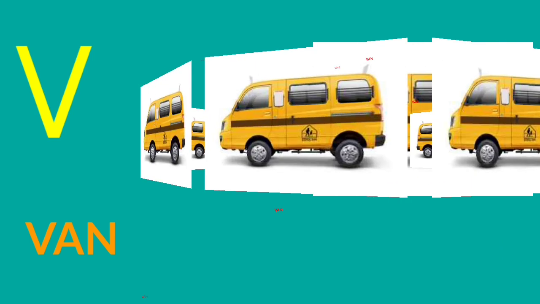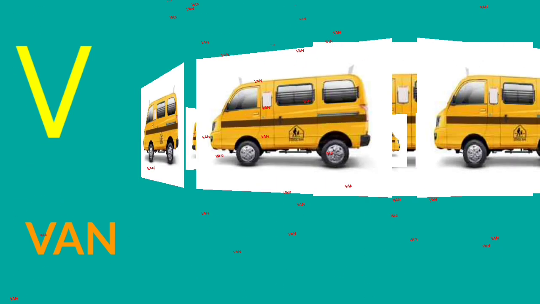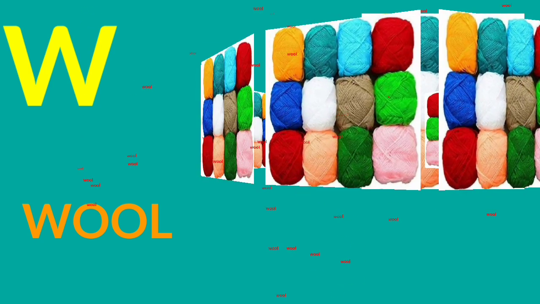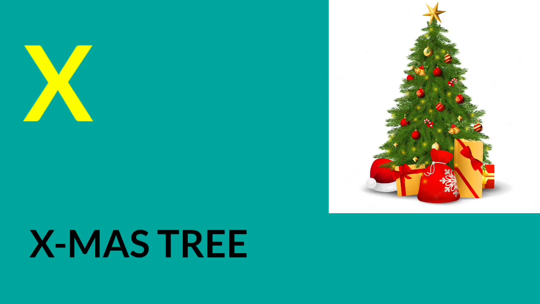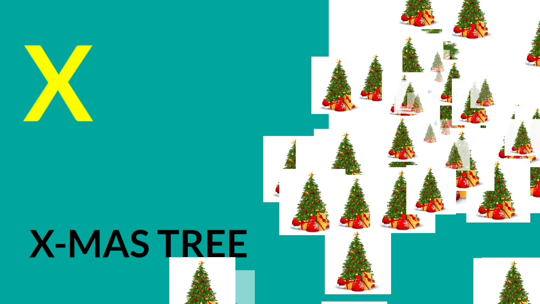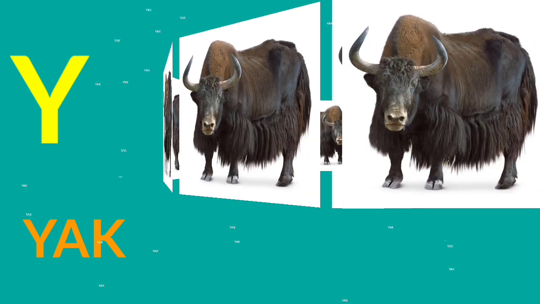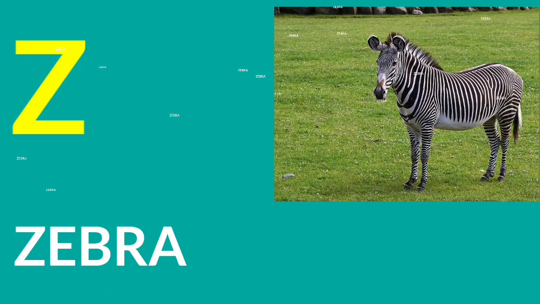V for van. W for wool. X for Xmas tree. Y for yak. Z for zebra.